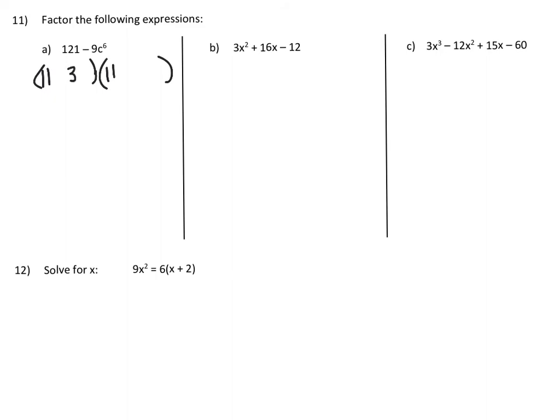And the square root of c to the 6 is c to the third. Because remember, that's supposed to be a 3. Because remember, when you're multiplying two terms with the same base, we add the exponents, okay? So 3 times 3 is 9, and here c to the third times c to the third is c to the sixth because we add the exponents.